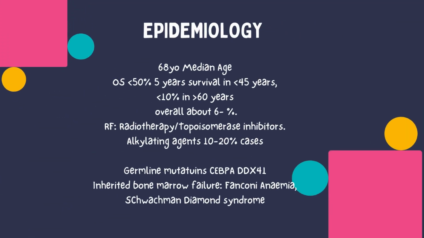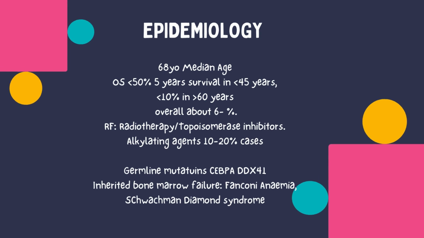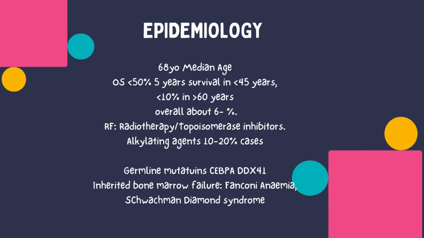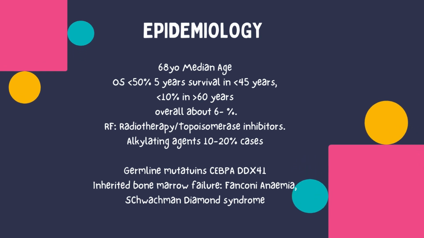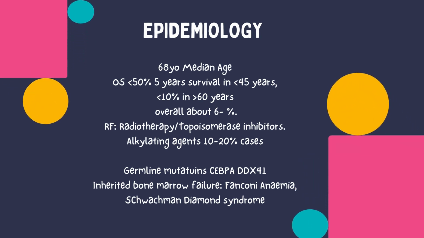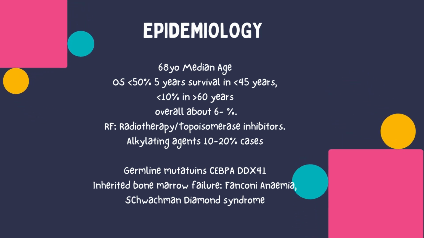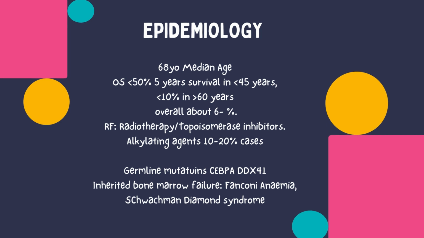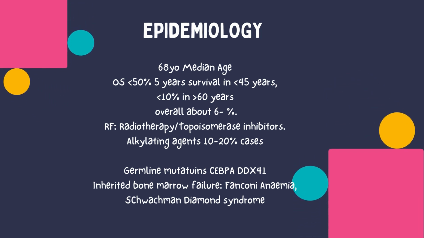AML is the second most common category of leukemia in adults, but it's relatively rare with approximately 1% of adult cancers. The median age of diagnosis is approximately 68, and the incidence increases with age, with a modest predominance in men. It has been associated with environmental factors like chemicals, radiation, tobacco, previous chemotherapy, and retroviruses.